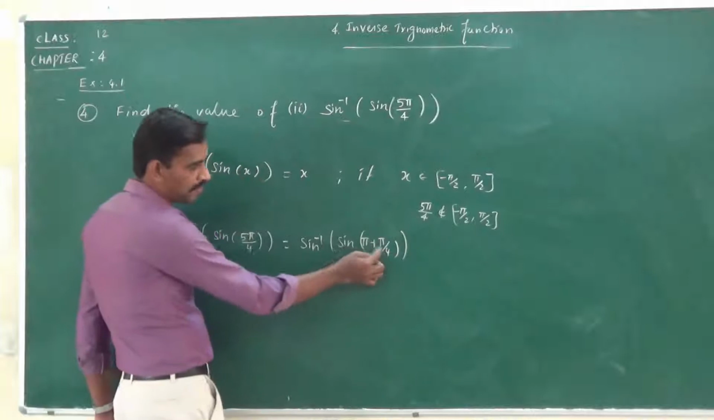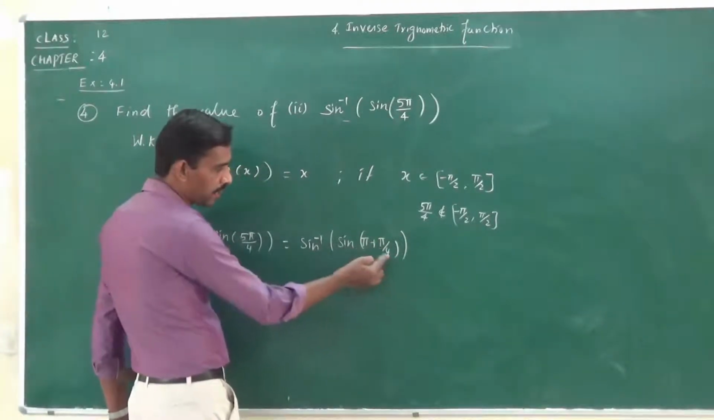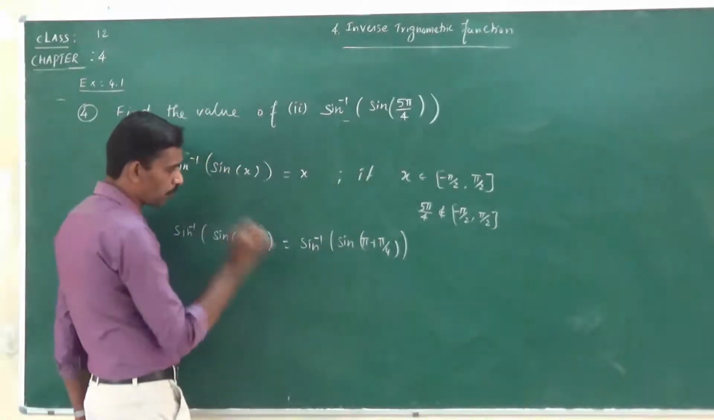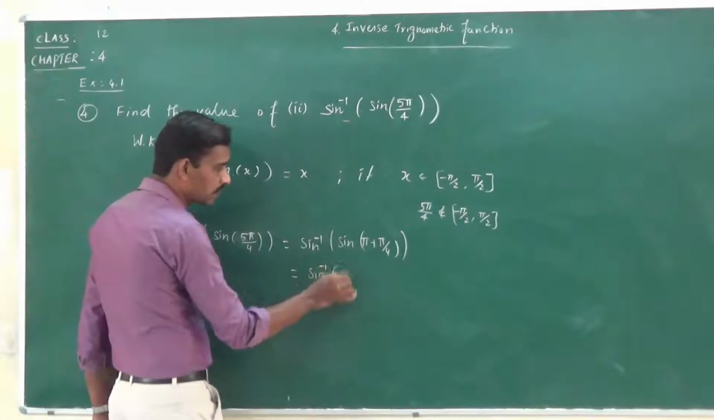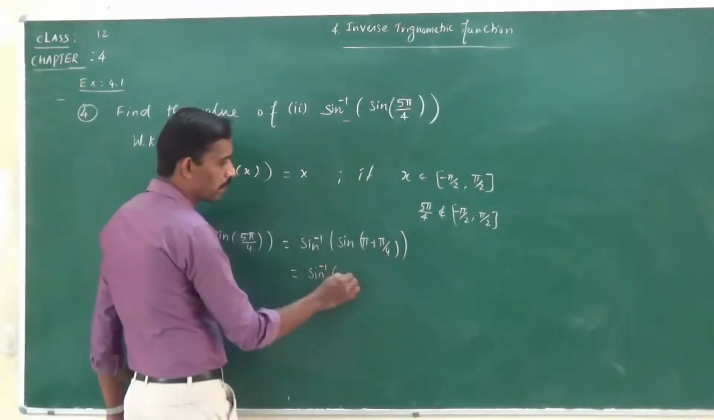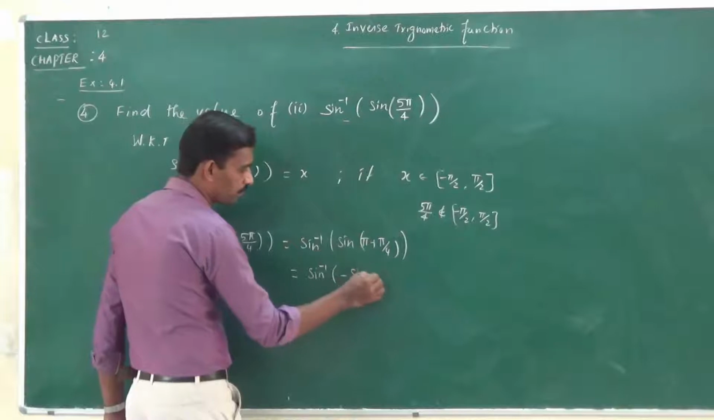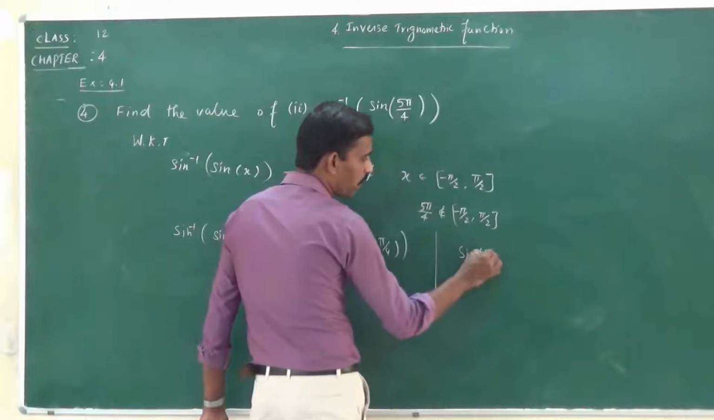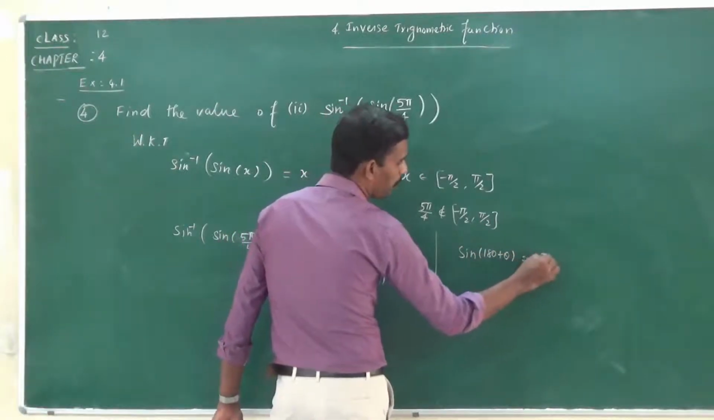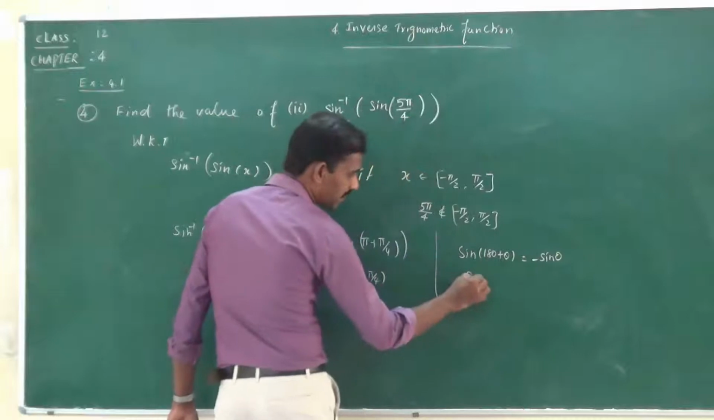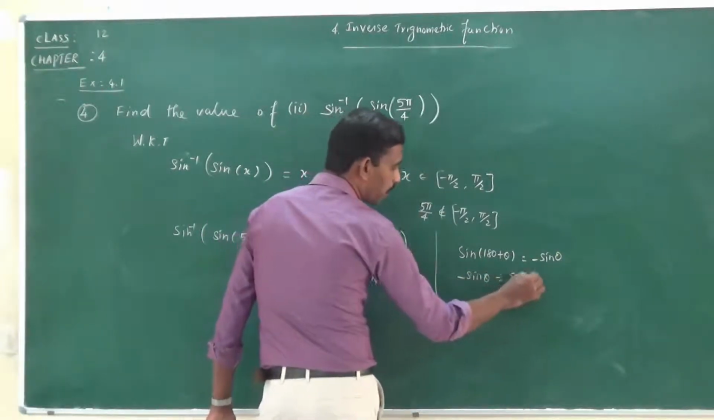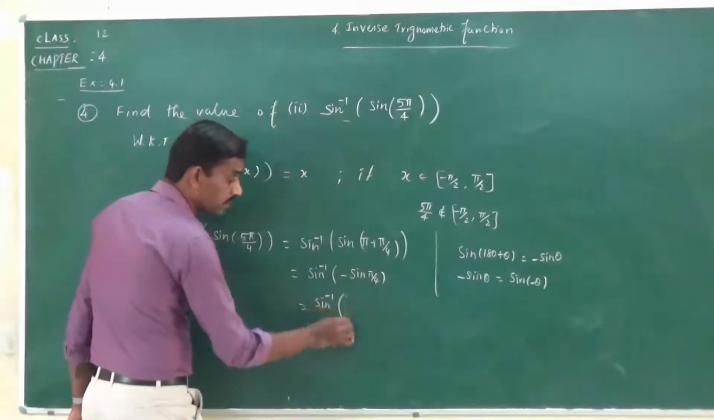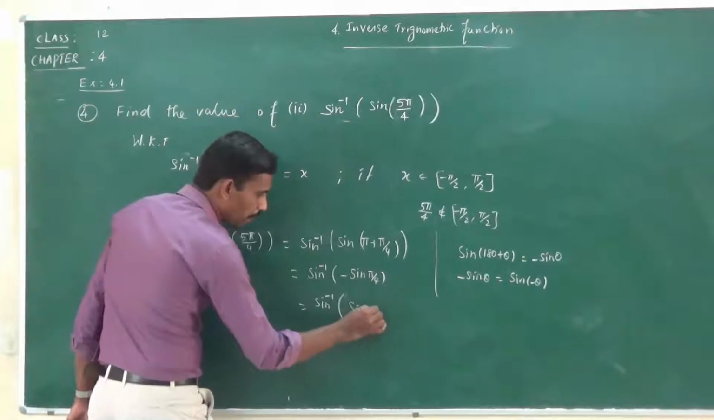So pi plus pi by 4, taking the cross multiple, 4 pi plus pi by 4, is nothing but 5 pi by 4. But sine of pi plus pi by 4 is nothing but minus sine pi by 4, because, as you know, sine of 180 plus theta is nothing but minus sine theta. And minus sine theta we can write as sine of minus theta also. So I can write like this: sine inverse of sine of minus pi by 4.